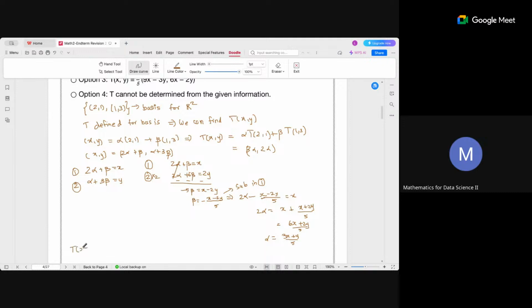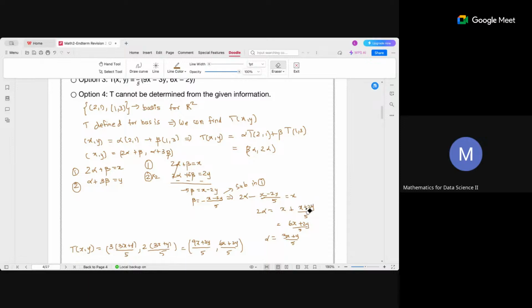So T of x comma y is nothing but 3 times (3x plus y)/5, 2 times (3x plus y)/5. So this is (9x plus 3y)/5, (6x plus 2y)/5. Correct? Yes, ma'am. Okay, so here I made a mistake, I guess.